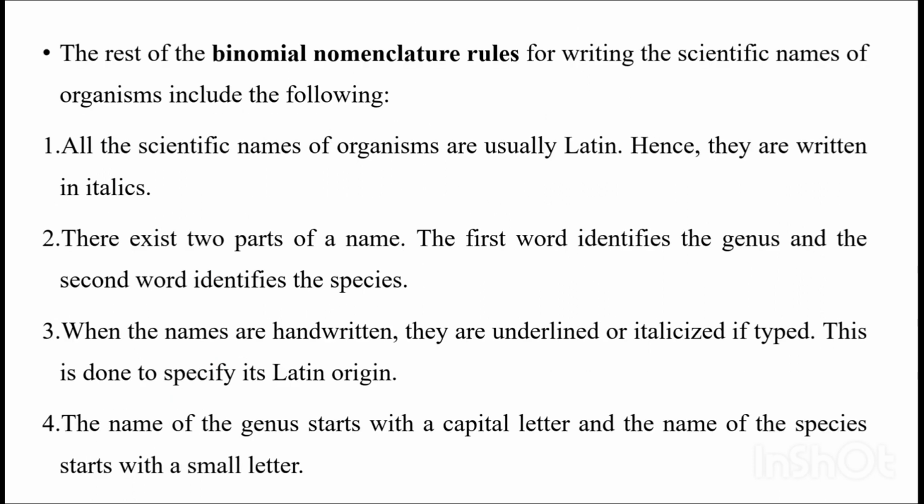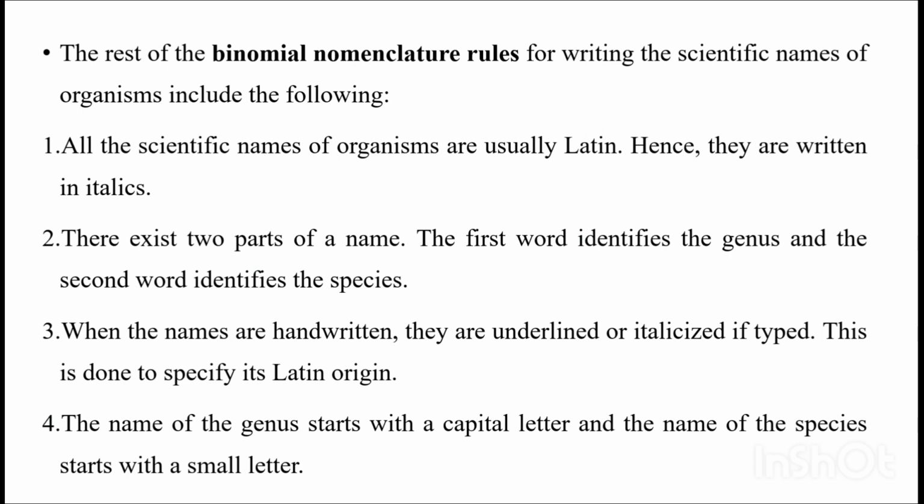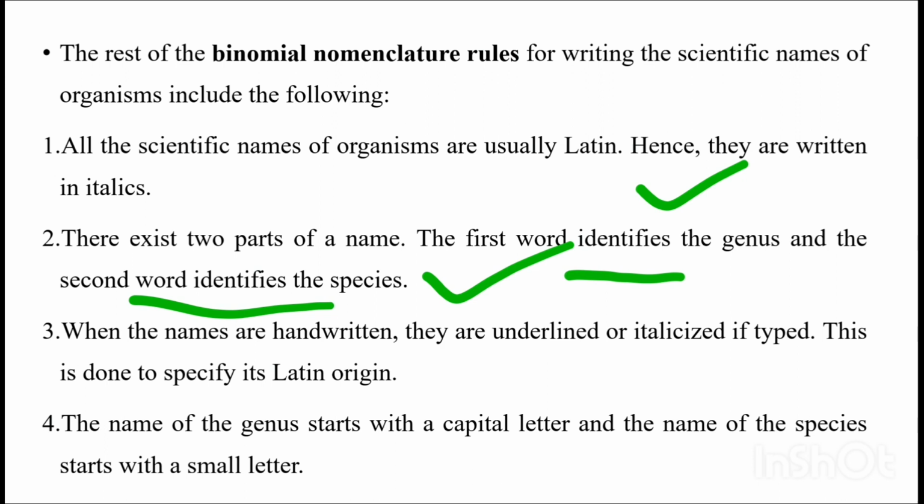The rest of the binomial nomenclature rules for writing the scientific name of an organism include the following. All the scientific names of organisms are usually in Latin language. Hence, they are written in italics. Generally in printed form, it is written in italics. There are two parts of a name. The first word identifies the genus and the second word identifies the species. When the names are handwritten, they are underlined separately, or italicized if typed. This is done to specify its Latin origin.